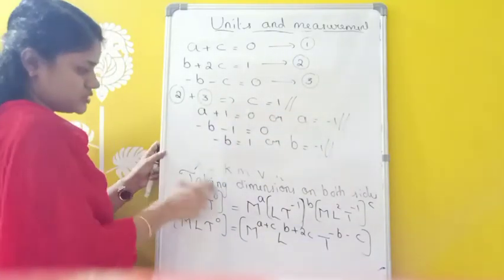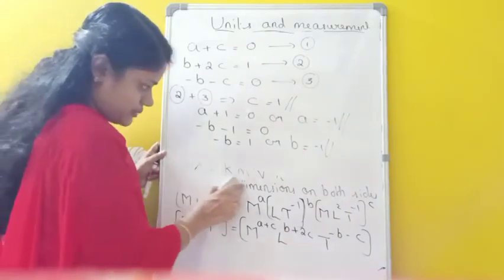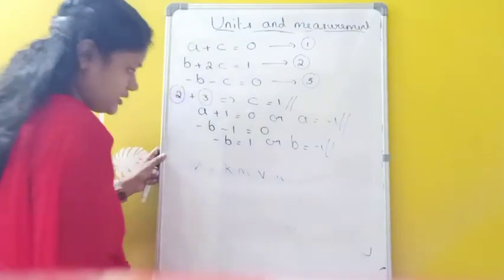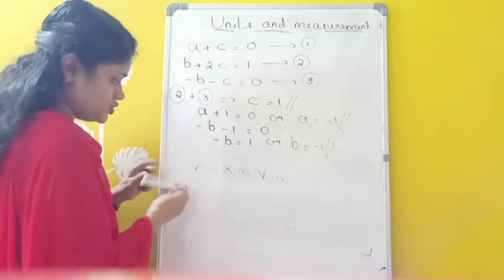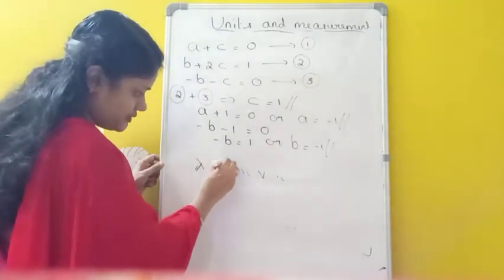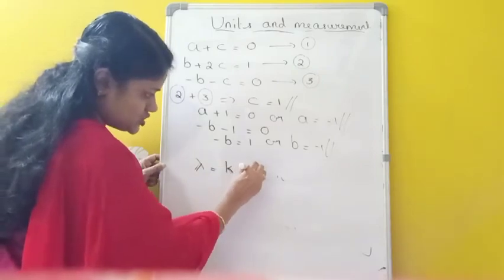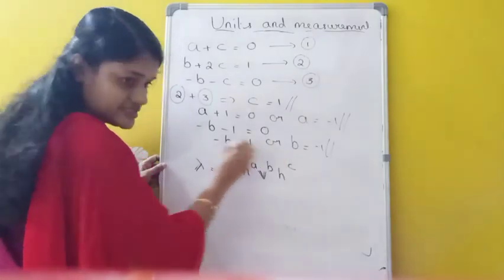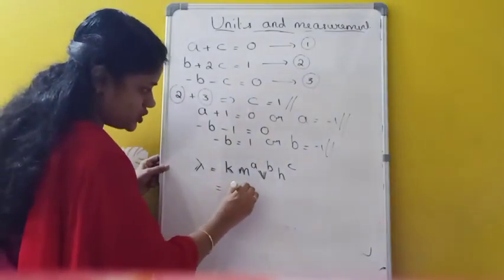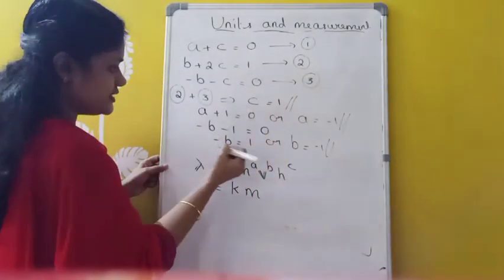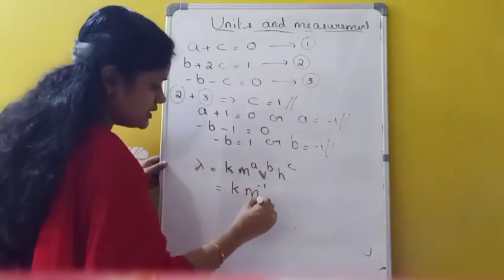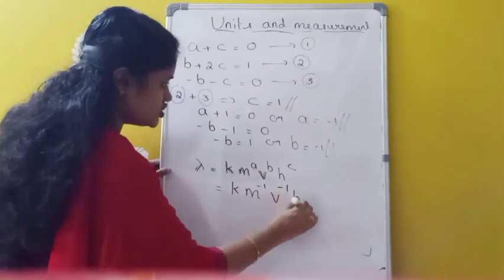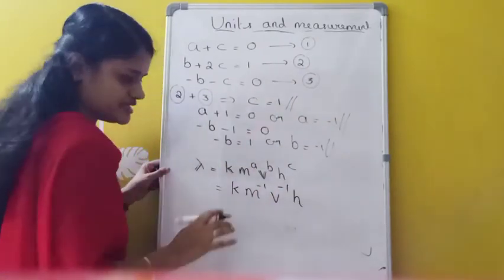Okay. Now I am substituting in the formula. So we have the formula here. Lambda equals, what is the formula? Lambda equals K into M raised to A, V raised to B into H raised to C. That means K into M raised to, what is A here? Value of A is minus 1. Then V raised to B, minus 1. And H raised to C, what is the value? 1. H raised to 1 means H itself.